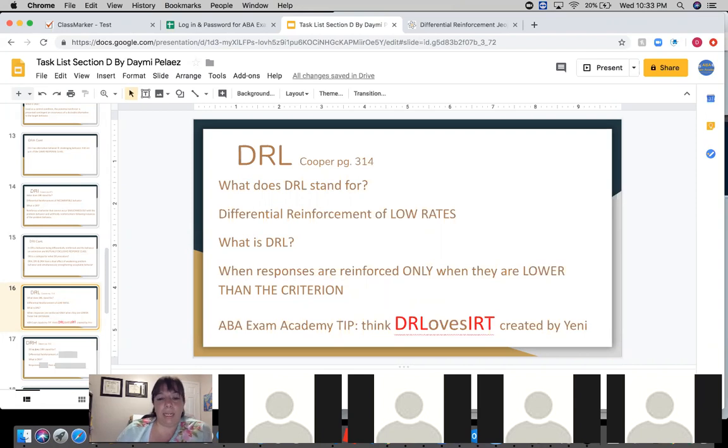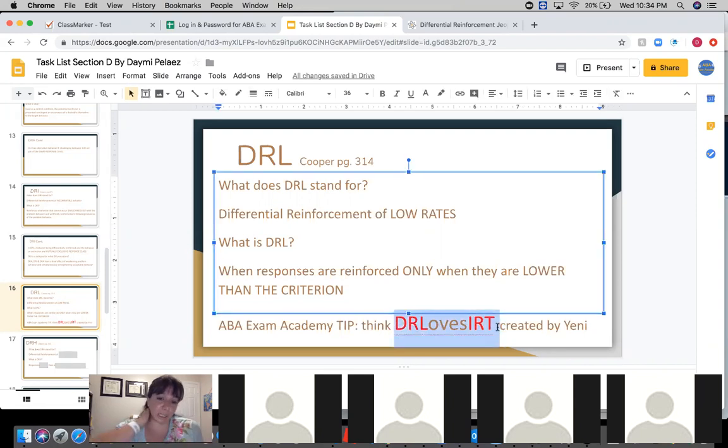And then an exam tip. I don't know if some of you remember when we first started the groups, Yenny came up with this example, and I love her example, because IRT relates to DRL. It was a great way for me to remember that DRL relates to IRT. So even though we're decreasing the behavior, it's between one behavior and the other. So we're decreasing the IRT.